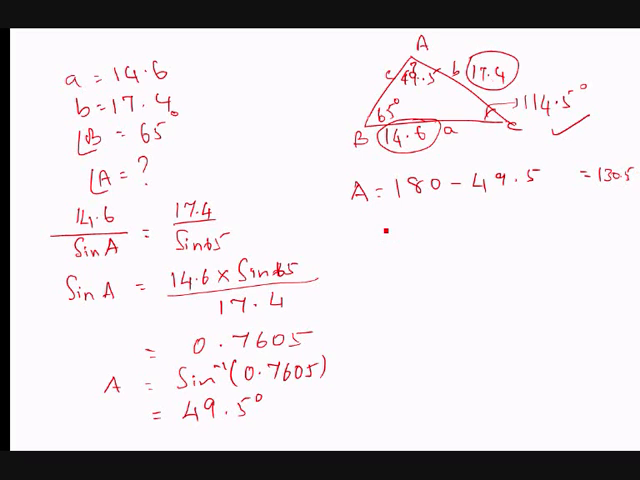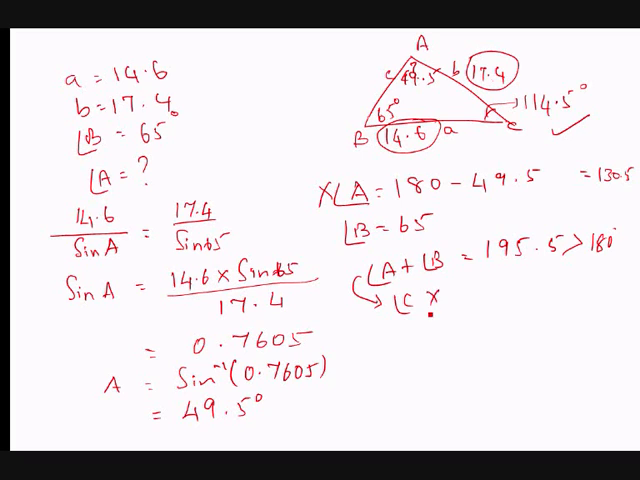So if I have angle A as 130.5 and angle B as 65, then angle A plus angle B will be 195.5, which is obviously greater than 180 degrees. Therefore, this is not possible, because we have not even included the angle C here. Without angle C, the angles of the triangle become more than 180 degrees, which is not possible. Therefore, this answer of angle A is not possible. In this case, we have only one answer, which is 49.5.